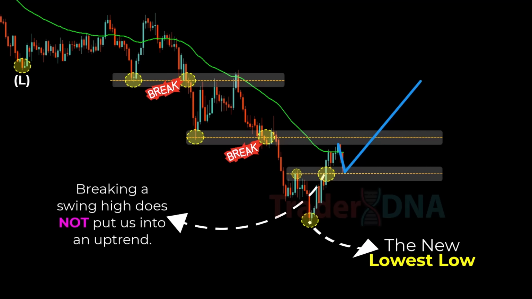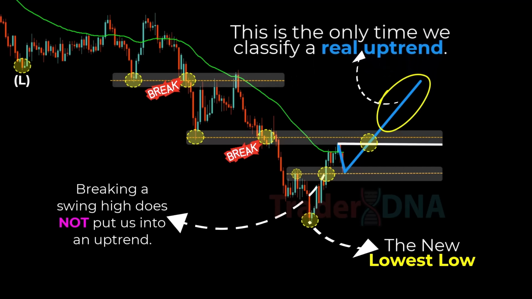It means nothing unless price forms a new high above the 50 EMA and then breaks that high into even higher highs. That's the only time we classify a real uptrend. So even though price popped up into this zone and didn't give us any valid entry setup, the overall trend never changed. We are still in a downtrend, and even if price keeps pushing higher temporarily, we always respect the major higher timeframe structure levels because those zones often become powerful areas for future bearish opportunities.